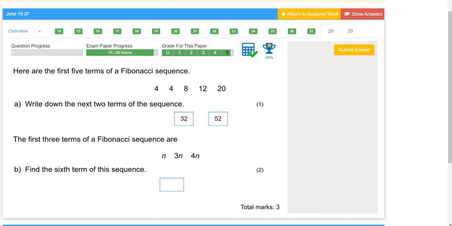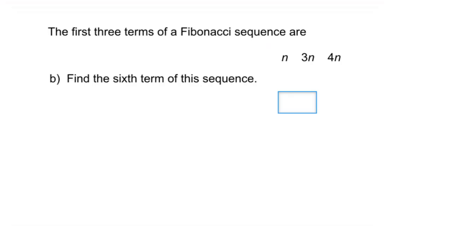And it says the first 3 terms of a Fibonacci sequence are this. Find the 6th term. Well, that's a little bit trickier, but again, we can work this one out. So here I'm going to start off with n. And I've got 3n. I'm adding those two together, and I get 4 lots of n. What's my next one going to be? Well, 3 lots and 4 lots is going to be 7 lots of n.